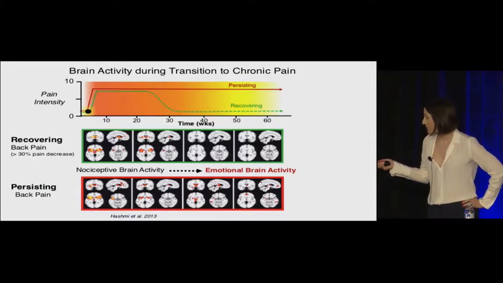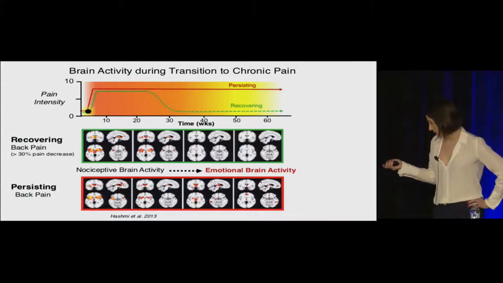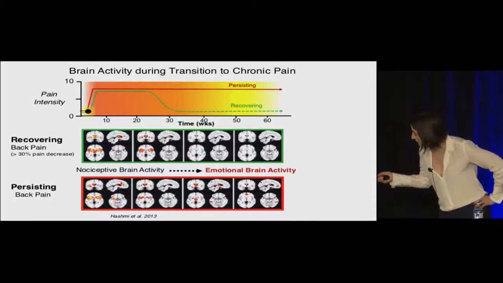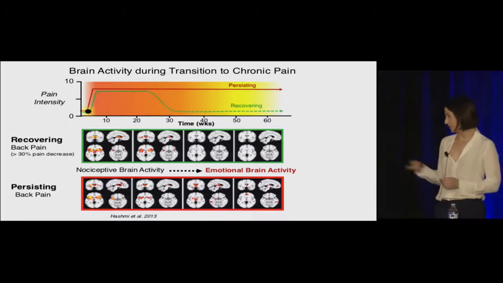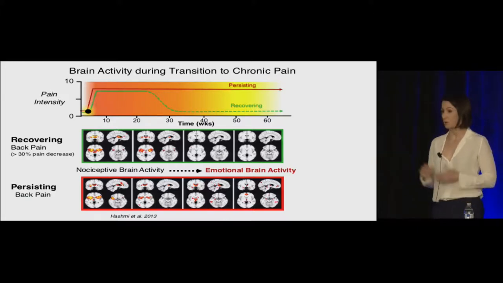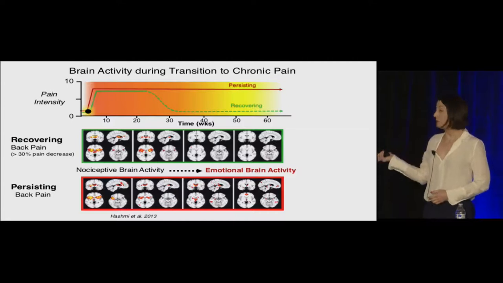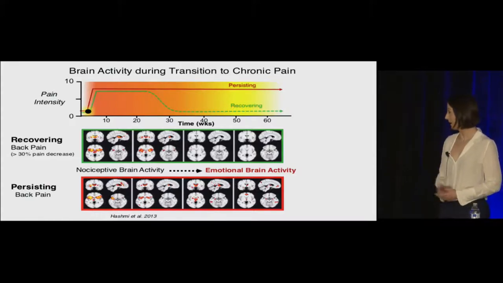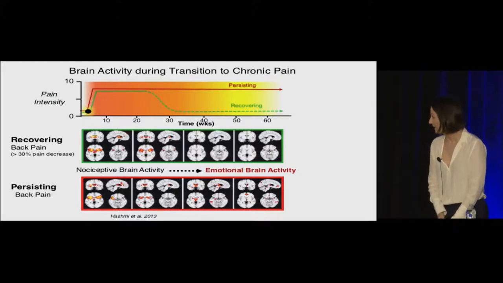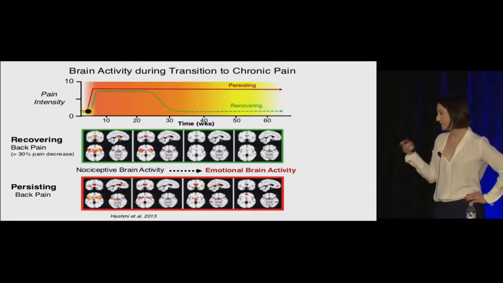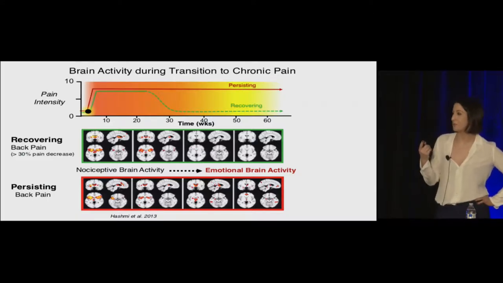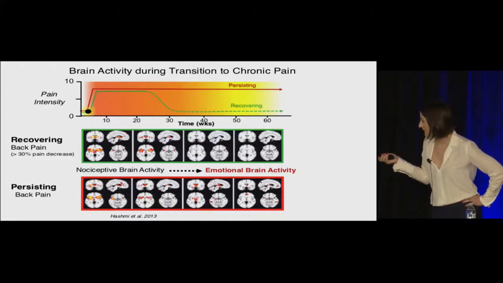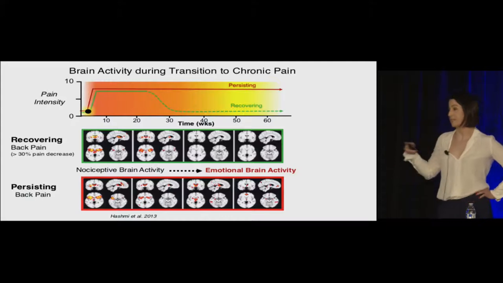Persisting, however, you see an incredible change from the sensory encoding regions to emotional regions, amygdala, nucleus accumbens. Essentially, after a year, the people who continue to have back pain, whenever they perceive the experience of pain, emotional regions are producing those sensory perceptions. That's incredible. So this gets at the idea that it's not necessarily something in the periphery or in the spinal cord that's driving some of this pain. There's essentially a long-standing emotional change in the brain that's starting to maintain this pain.